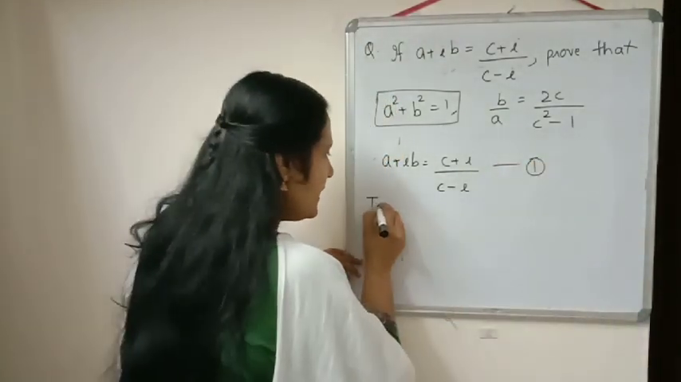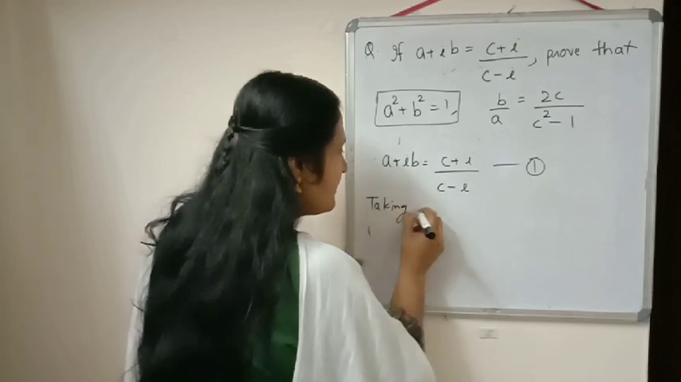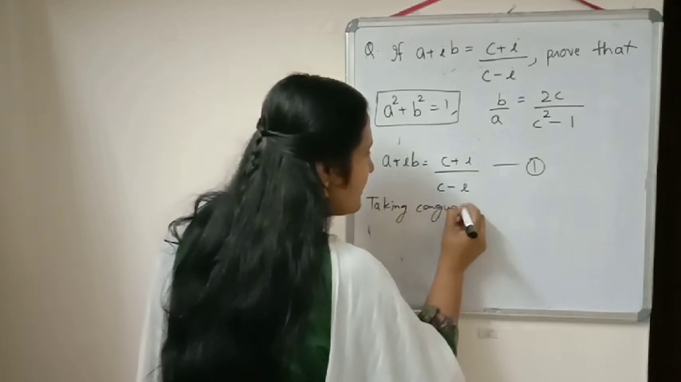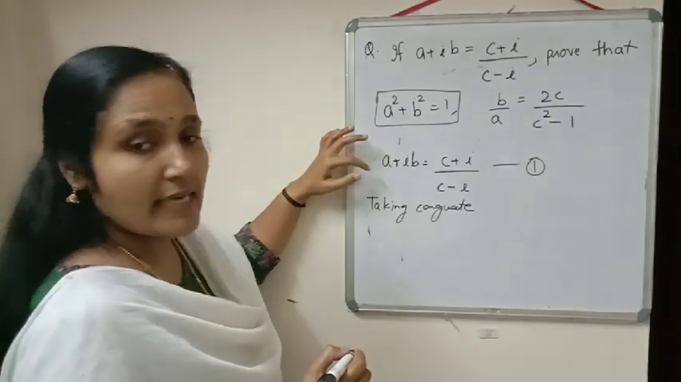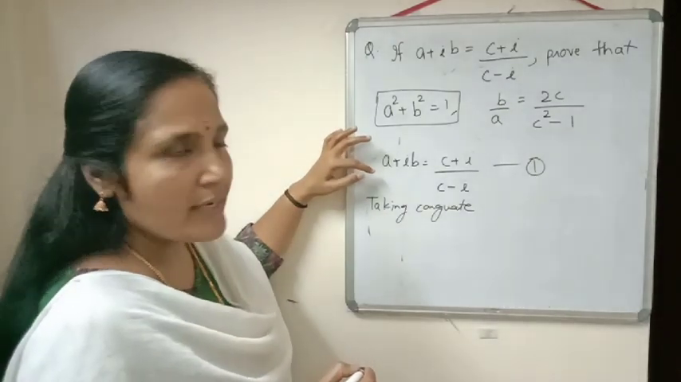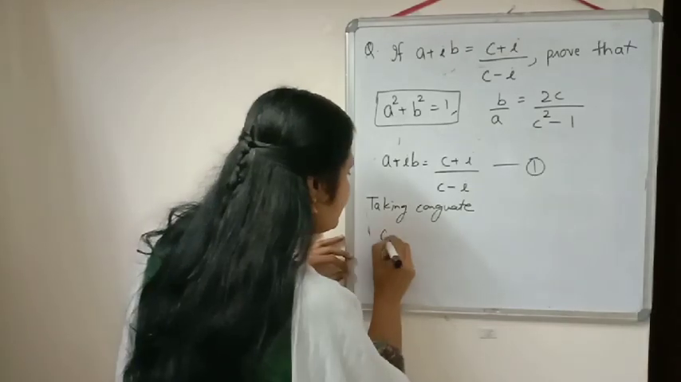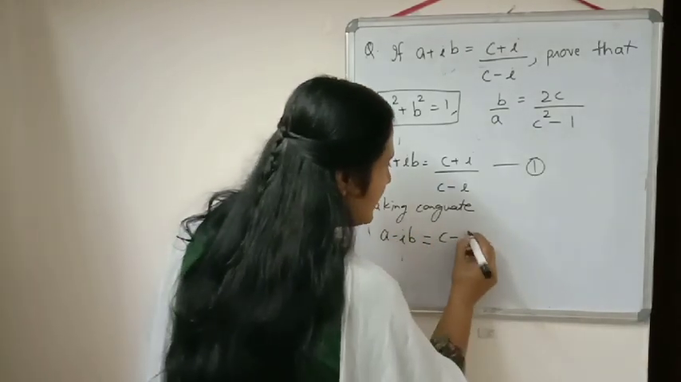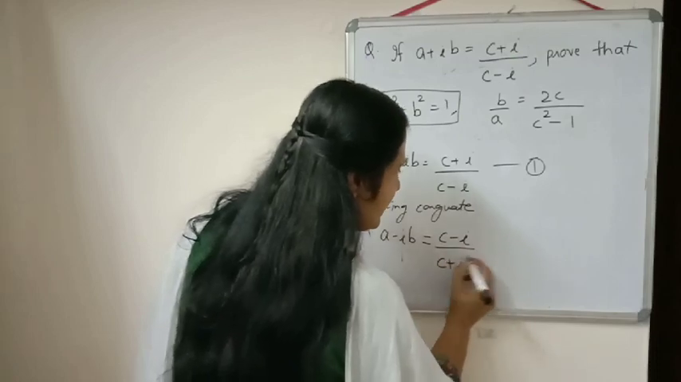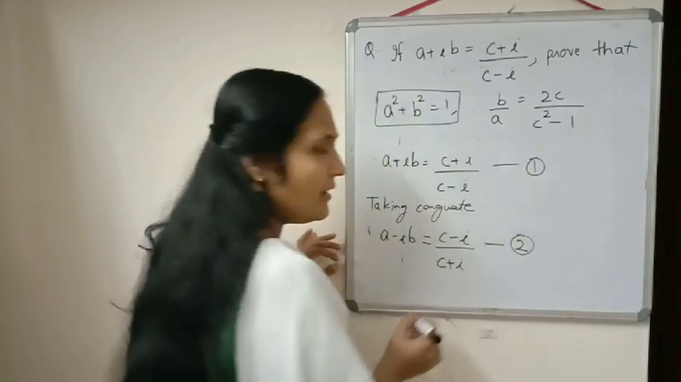Just write down there, taking conjugate. We are taking the conjugate of this complex number. As we know, conjugate means replace i by minus i. Then what will come? a minus ib is equal to (c minus i) by (c plus i). Make it equation number 2.